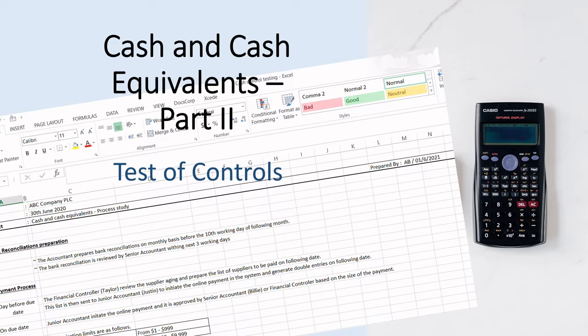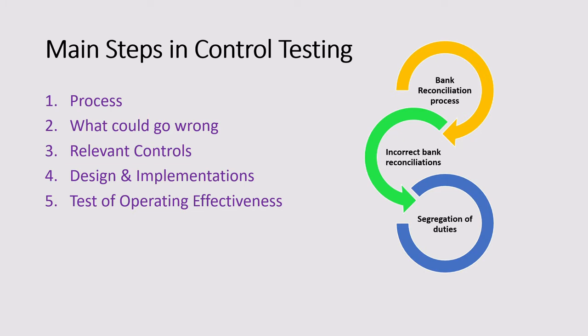In this video, I'll show you an example of test of controls, just to give you an idea of how test of controls will look like. Especially if you are a beginner in auditing, this will help you to do a control testing working paper on any section. So let's see. There are 5 main steps in control testing on any section.